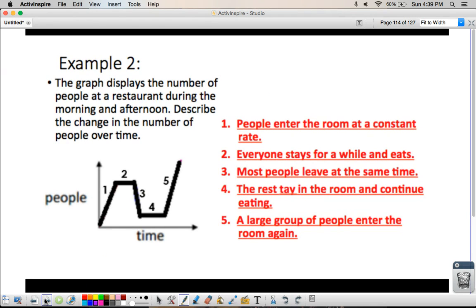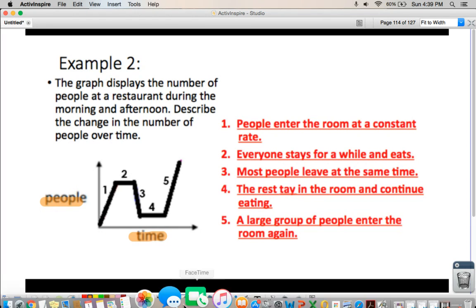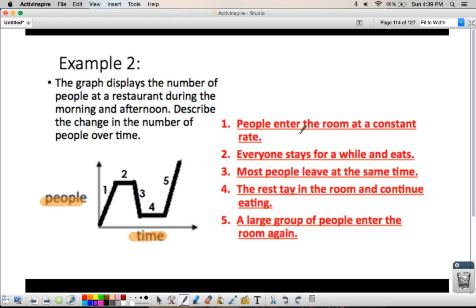Example 2. The graph displays the number of people at a restaurant during the morning and afternoon. Describe the change in the number of people over time. So we're looking at the number of people over a certain amount of time. So in number 1, people enter the room at a constant rate. So the number of people is increasing. Then everyone stays for a while and eats. No one new comes in, no one leaves. They're just all there eating. So it stays constant.